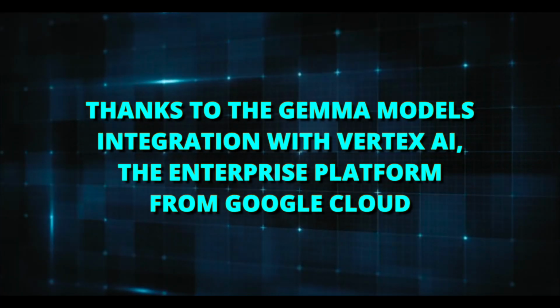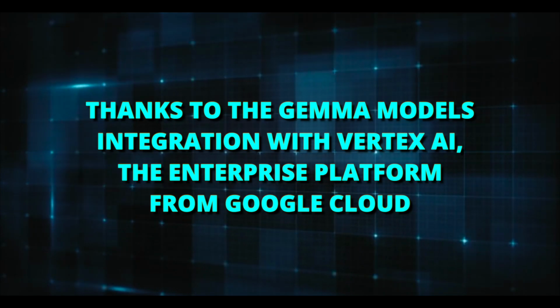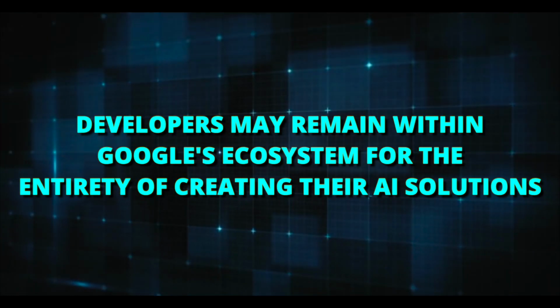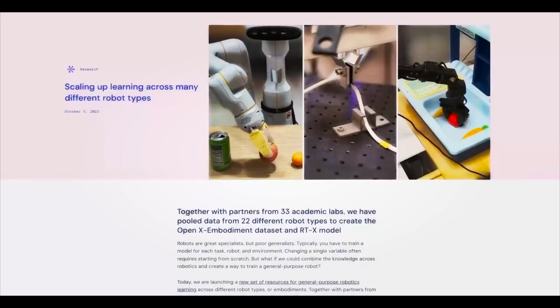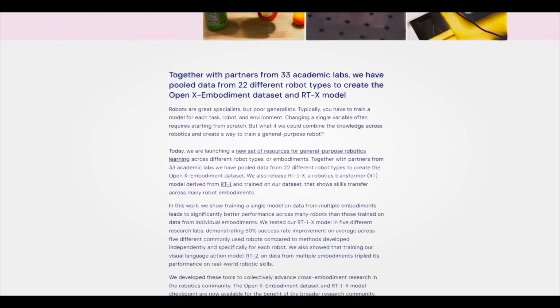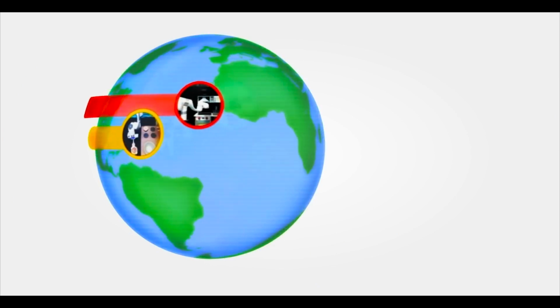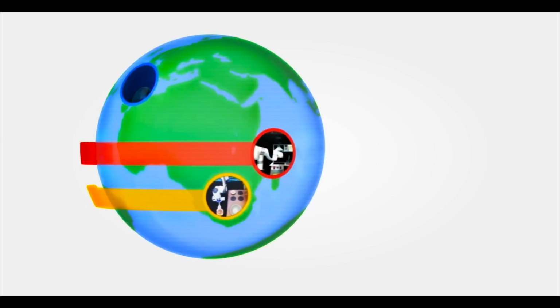Thanks to the Gemma models' integration with Vertex AI, the enterprise platform from Google Cloud, developers may remain within Google's ecosystem for the entirety of creating their AI solutions. According to Banks, the apps that developers produce with the model would be commercially permissive, which means they'll be able to apply a business model that makes sense and assume control of the software products.